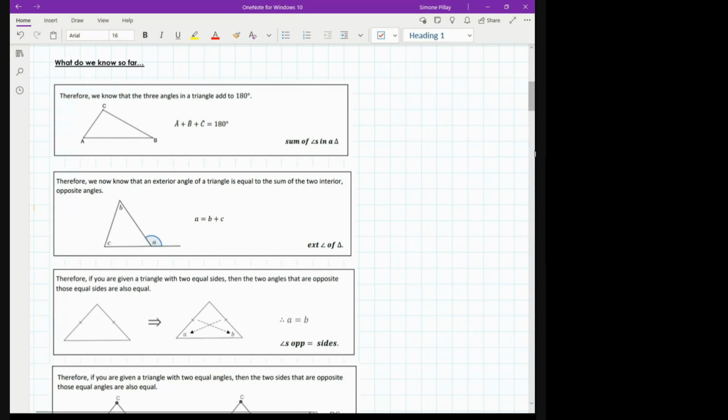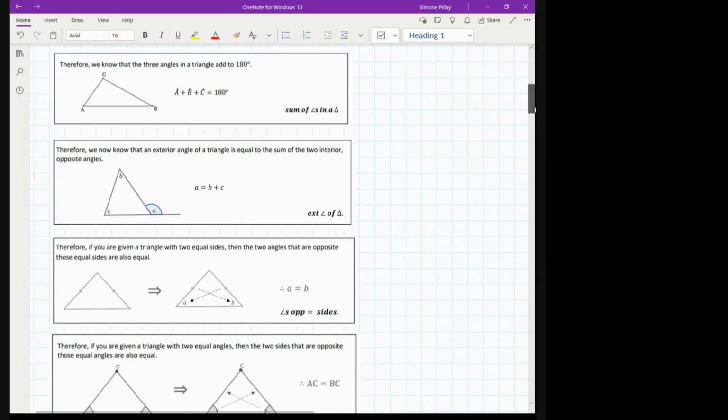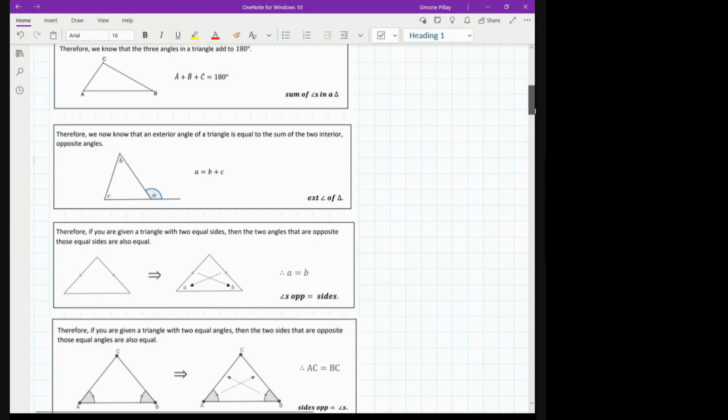So just to recap quickly, everything that we have done so far. Let me cut off that. There we go. To recap everything we've done, we learned about the sum of angles in a triangle. Now, what about the sum of angles in a triangle? When you add up all three angles in a triangle, they equal 180 degrees. We also learned about the exterior angles of a triangle.